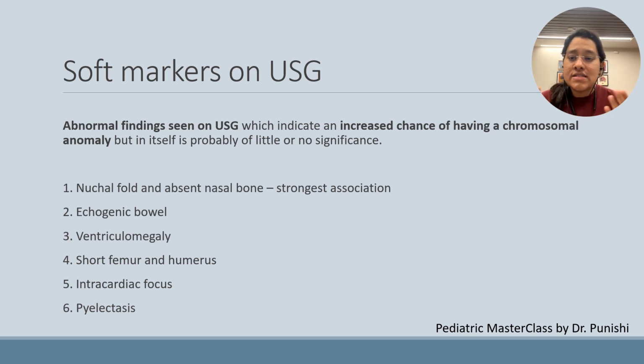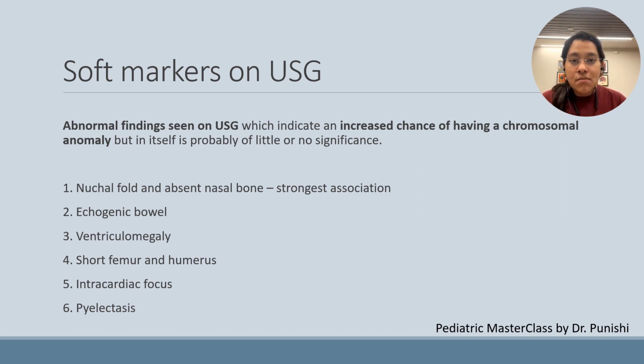But along with that, there are certain other markers on ultrasound which can be seen in fetuses with Down syndrome, can be seen in fetuses with other aneuploidies, or even seen in fetuses that are normal. So those findings or soft markers could either be an echogenic bowel, ventriculomegaly, short femur or humerus, intracardiac focus, or pyelectasis. What happens sometimes when these soft markers are diagnosed on the antenatal ultrasound, it creates a lot of apprehension in parents, when they have the ultrasound report in their hand and they're like, oh, this is abnormal, this is abnormal. Does that mean that my kid has Down syndrome?